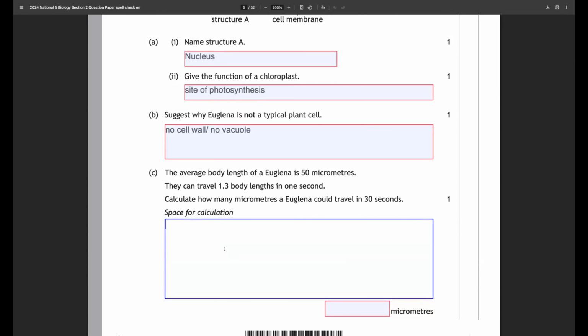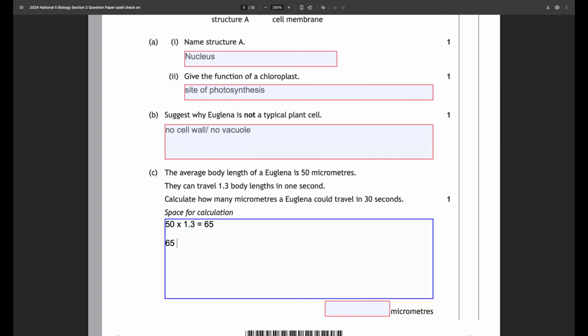Next question, the average body length of a Euglena is 50 micrometers. They can travel 1.3 body lengths in 1 second. Calculate how many micrometers a Euglena could travel in 30 seconds. Okay, so for the calculation here, we know that the body length of the Euglena is 50 micrometers. We know they travel 1.3 body lengths in 1 second. So we need to work out what 1.3 of 50 is. Okay, so we times 50 by 1.3 and we get 65. Okay, so that means that it travels 65 micrometers in 1 second.